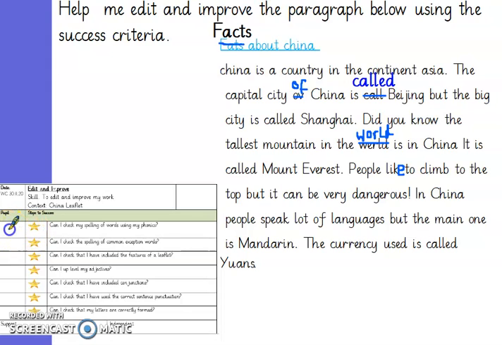I think I've checked my spellings well there, so I'm going to tick them both off. Can I check I have included the features of the leaflet? So you're not doing the main heading or the presentation parts. You just need to check that there is a subtitle and you've used language that would persuade the reader to want to visit China. I think that I have done that. I've done a subtitle definitely, and I've given some interesting facts about China that might make them want to go and visit it.